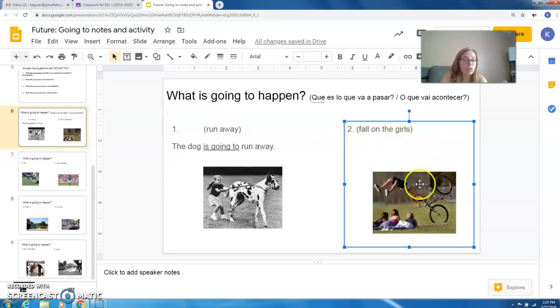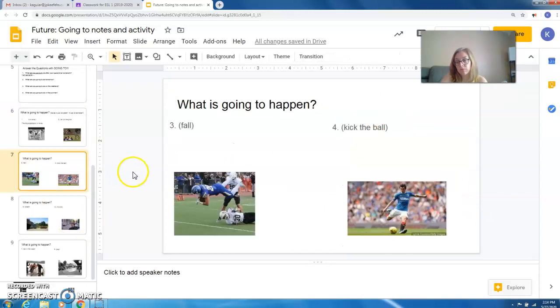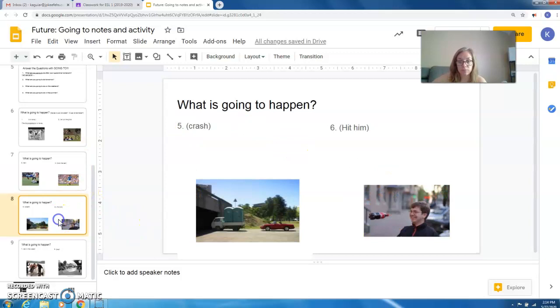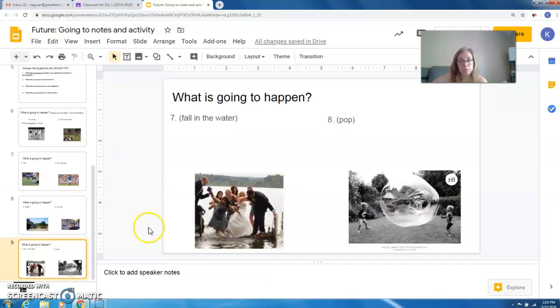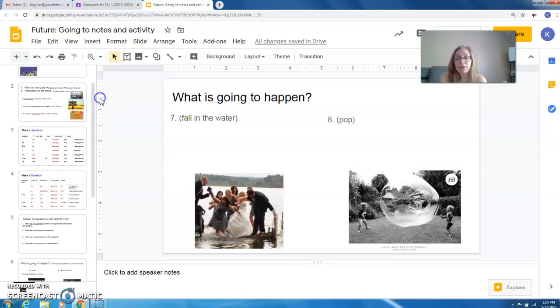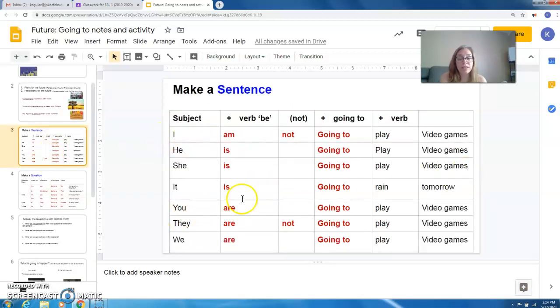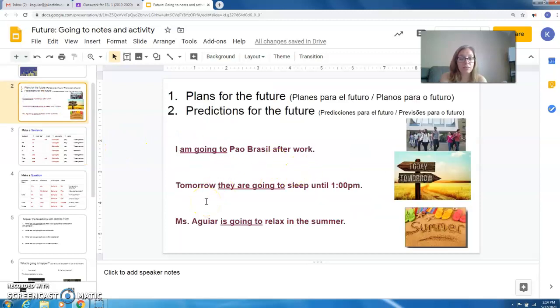What is going to happen? Use the picture, the verb. What is going to happen? Okay, so you have 8 of these pictures to do. So if you are confused, go back and look at the sentences here, okay? Or look at these sentences here.